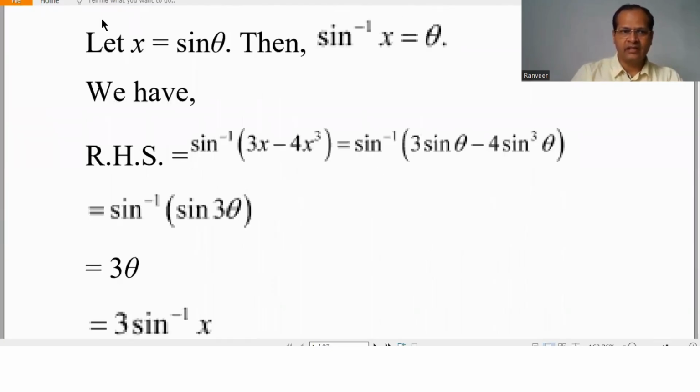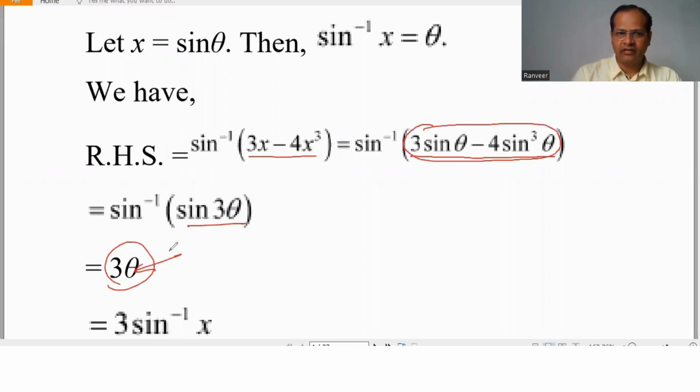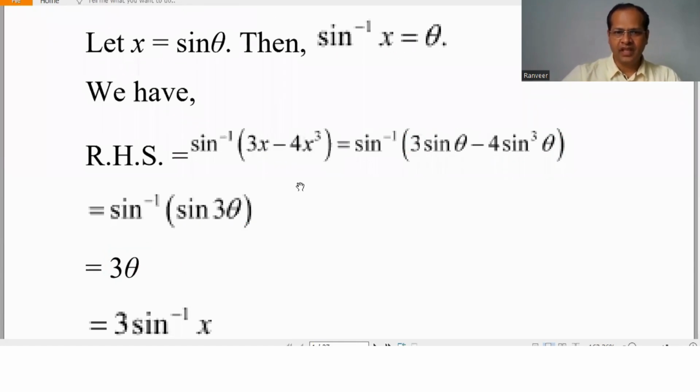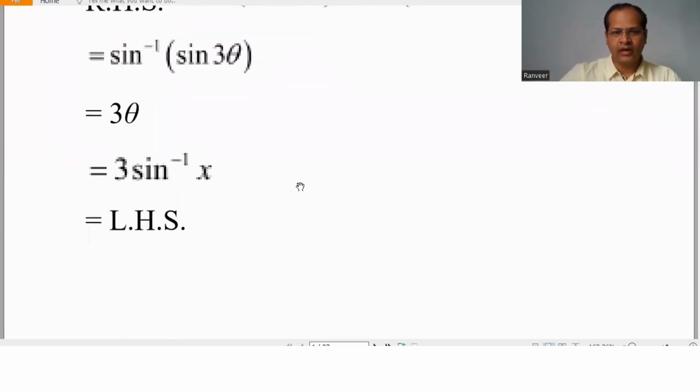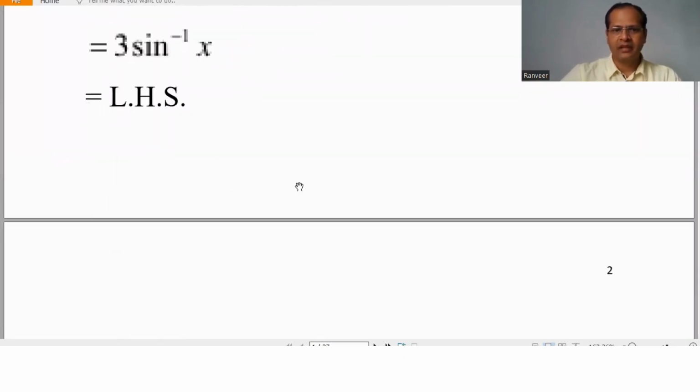So sine inverse of 3x minus 4x cube becomes sine inverse of 3 sine theta minus 4 sine cube theta. And this we know is sine 3 theta. So we get 3 theta, and theta is sine inverse x. So this is the left hand side value. In this way, proper substitution is required to prove this type of problem.